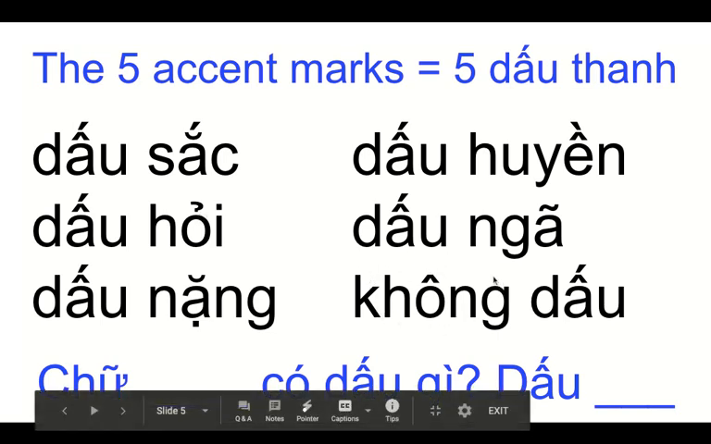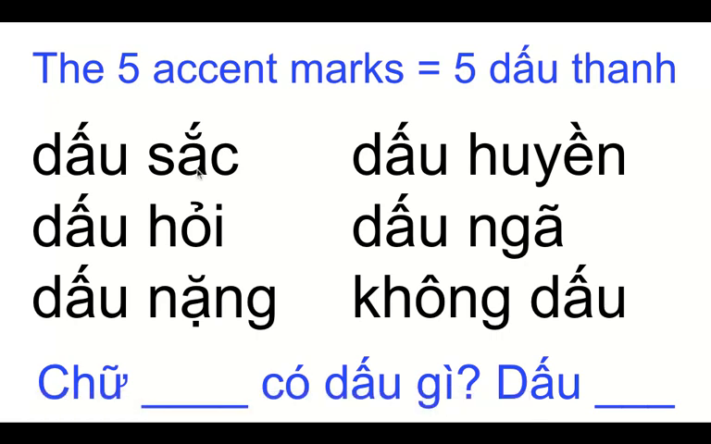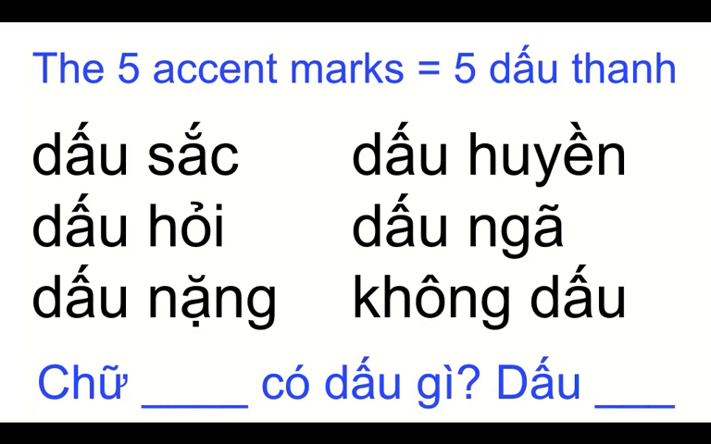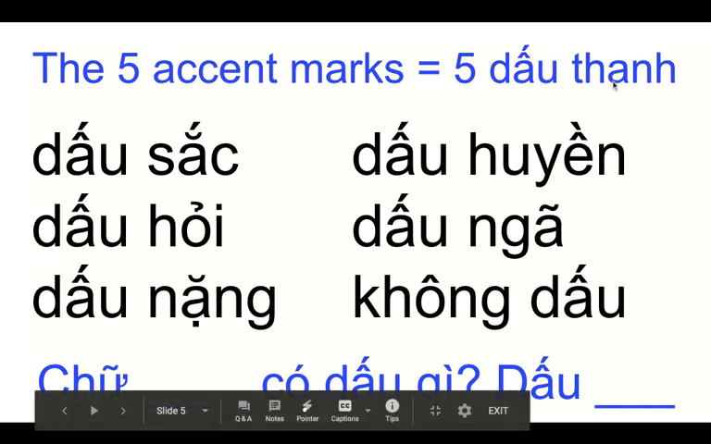Chữ không, look at không. Do you see any of these accent marks on không? Do you see dấu sắc on không? No. Do you see dấu huyền on không? No. Do you see dấu hỏi on không? No. Do you see dấu ngã on không? No. Do you see dấu nặng on không? No. Không does not have an accent mark. Không có dấu thanh. Dấu thanh. That means it doesn't have a tonal accent mark.